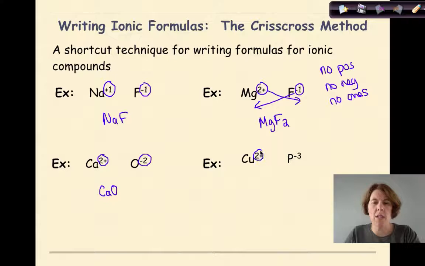Again, we're going to cross these down. So the 2 is going to go down here, the 3 is going to go down here. But remember, no positives, no negatives, no ones. So this is going to be Cu3P2. And these superscripts now definitively become subscripts. When we write chemical formulas, there are no superscripted numbers unless you have some type of polyatomic ion with an overall charge. So if you look at these, no positive signs, no negative signs, no ones.